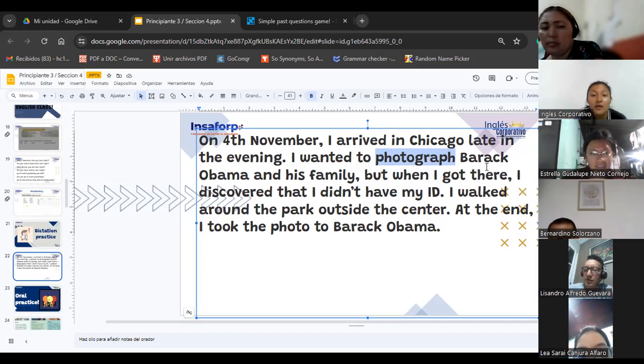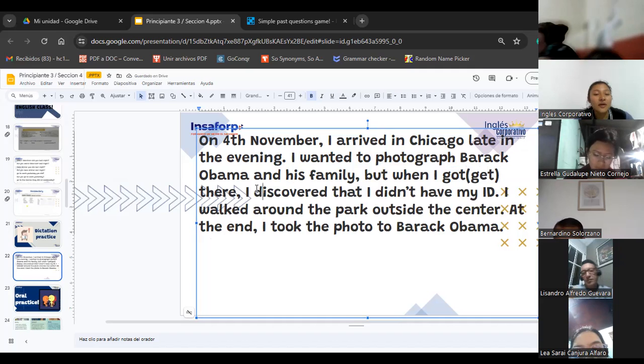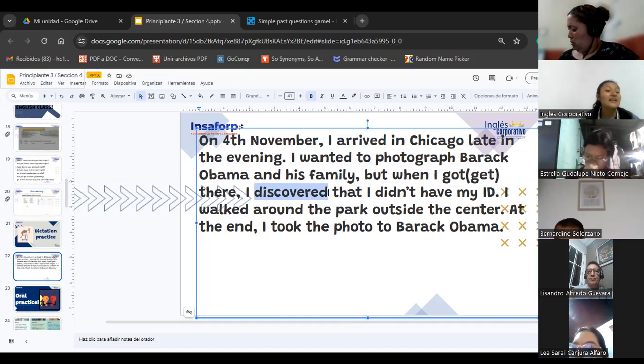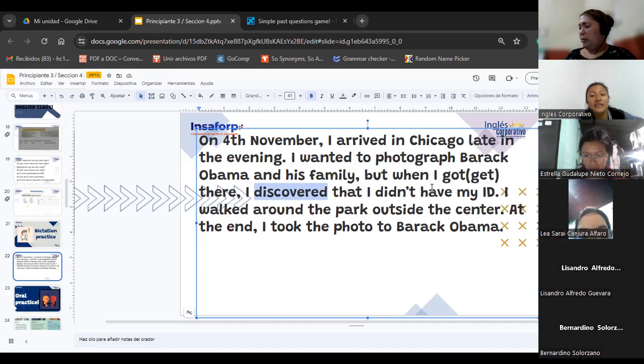So, I wanted to photograph Barack Obama and his family. And then we have got. El pasado del verb get. And then this one. Discovered. What was that? Discovered. Descubrí, me di cuenta. Puede significar esas dos cosas. Ok. That I didn't have my ID. Tenemos I didn't have porque es negativa, right? And then I walked. Ayer les estaba diciendo que este verbo no lo vamos a decir walked, no. La L en este verbo es muda. Entonces, por eso decimos walked.